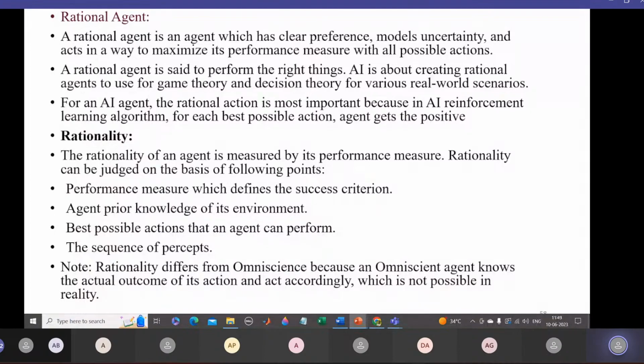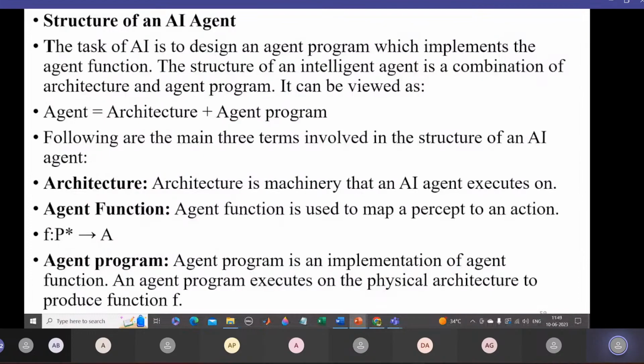And the structure of the agent: the task of AI is to design an agent program that is going to implement the agent function. The structure of an intelligent agent is the combination of architecture and the agent program. So when you say agent, it is the combination of architecture and the program. So the three main terms involved are architecture, agent function, and agent program.